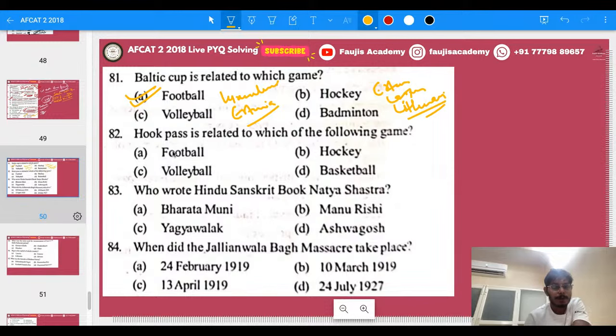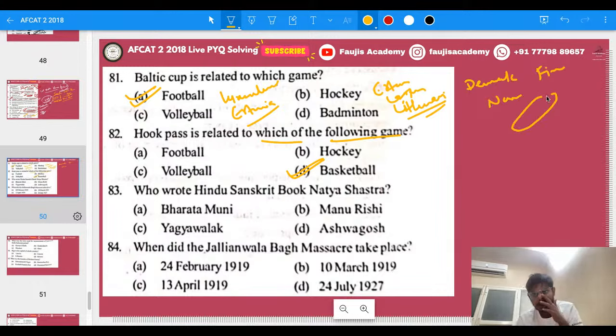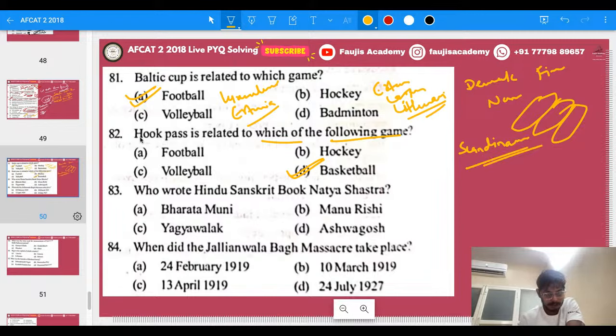Hook pass is related to which of the following games? Hook pass is related to the game of basketball. Denmark, Finland, Norway, something like this. If you look at the world map, I might not have drawn it correctly, these are the Scandinavian countries. And the hook pass is related to a game of basketball.